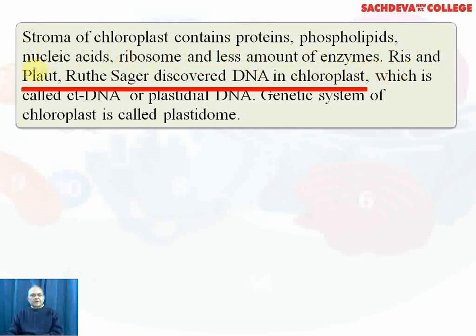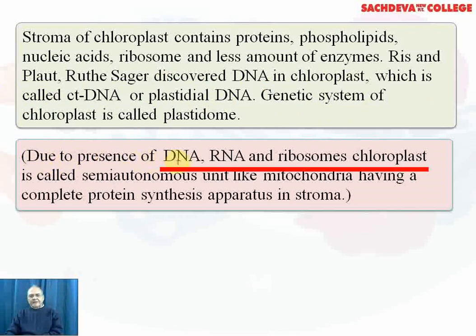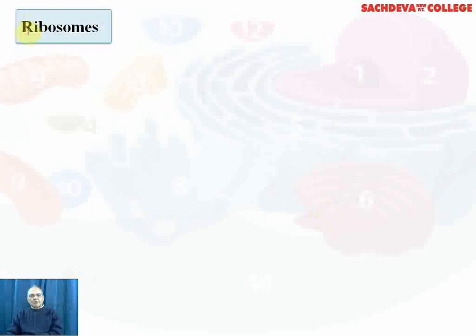Ris and Plaut, and Ruth Sager, discovered DNA in the chloroplast, which is called ctDNA or plastidial DNA. The genetic system of the chloroplast is called plastidome. Due to the presence of DNA, RNA, and ribosomes, the chloroplast, like mitochondria, is called a semi-autonomous unit, having a complete protein synthesis apparatus in the stroma. Now comes the ribosome.